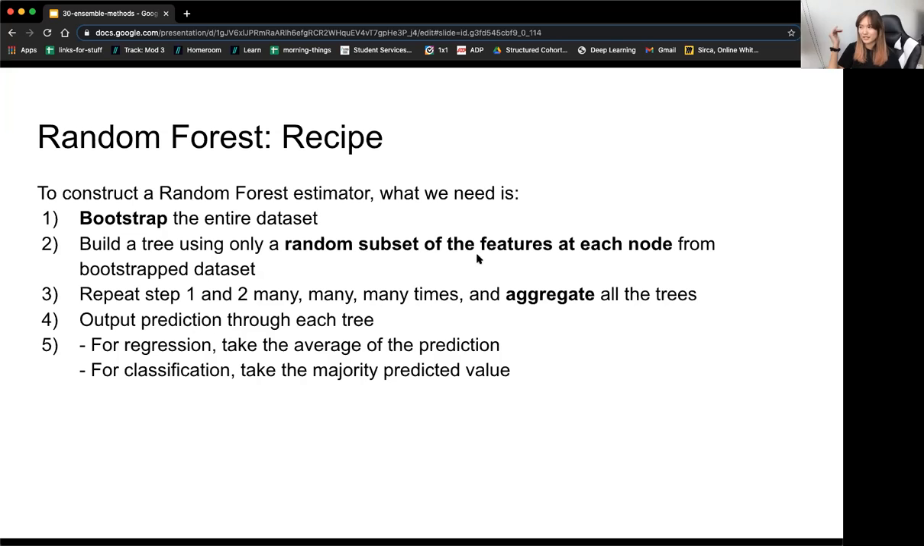You repeat these steps over and over for each tree you want in your random forest, aggregate them, and the prediction is done the same way. For regression, you take an average, and for classification, you take the majority.